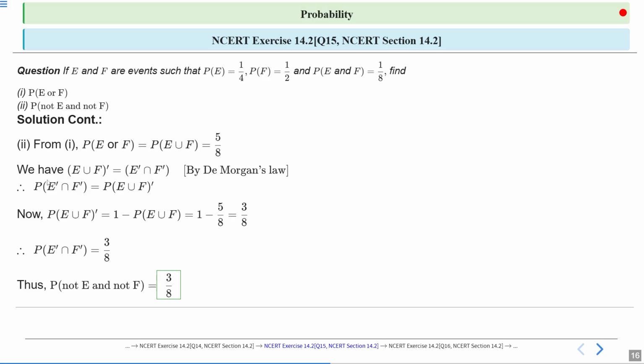Clear? So we found probability of E or F, that is 5 by 8, and by using this and De Morgan's law, we obtain this equation. Okay, and from this equation we found probability of E union F whole complement is 3 by 8. Okay, and this is nothing but equal to probability of E complement intersection F complement. So we obtain the value 3 by 8, and this is actually probability of not E and not F. Clear? So I hope it is clear to you. So now let us move to the next question.